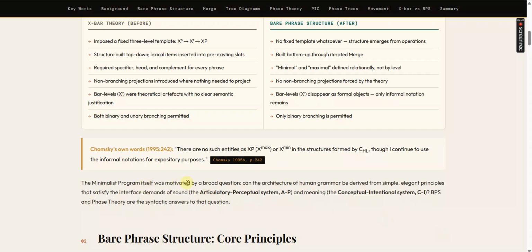The Minimalist Program itself was motivated by a broader question: can the architecture of human grammar be derived from simple, elegant principles that satisfy the interface demands of sound, that is the articulatory-perceptual system, and meaning, the conceptual-intentional system? BPS and phase theory answer that question.